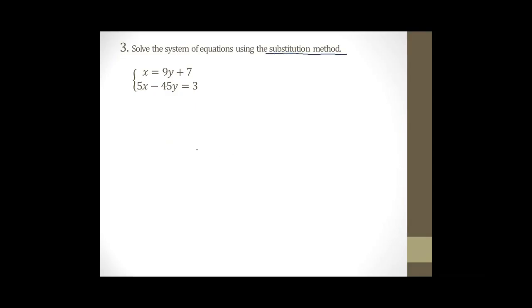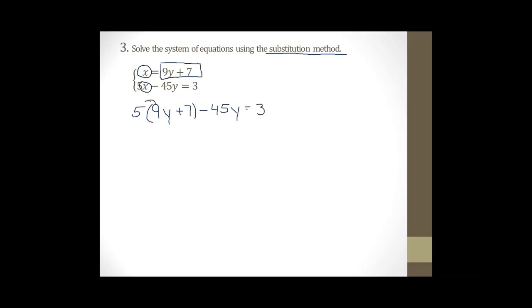Usually the substitution method you use when you have one of the variables all by itself. In this case, we have x all by itself. So what we do is we take the value of x and plug it into the second equation for x. So basically we're substituting. So 5 times, now x equals 9y plus 7, and then continuing with the second equation, minus 45y is equal to 3.